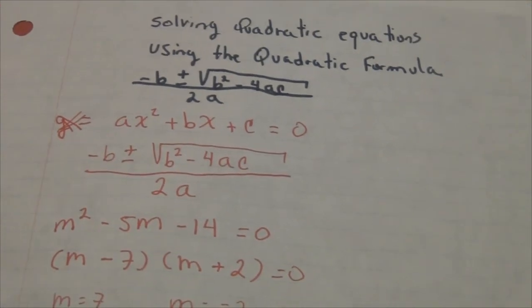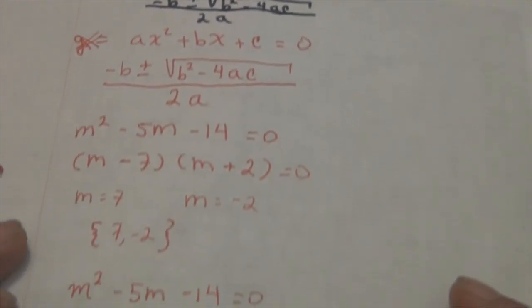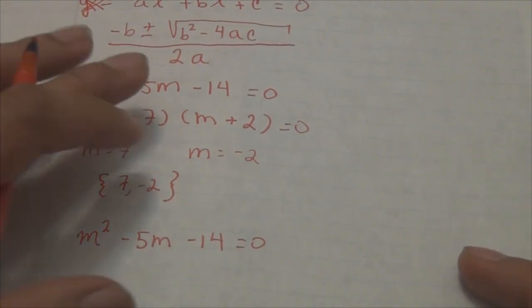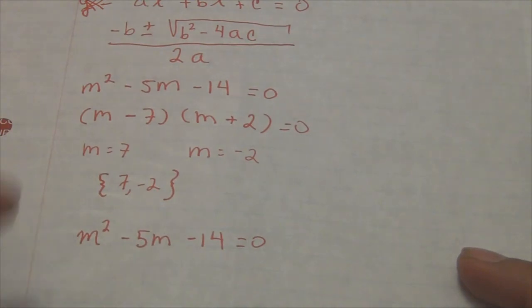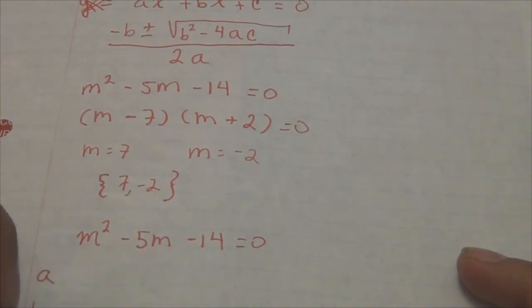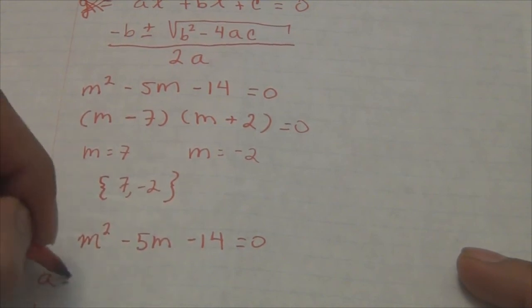All right, so let's see what it says. It says negative b plus or minus the square root of b squared minus 4ac. So I need to identify a, b, c, and negative b.